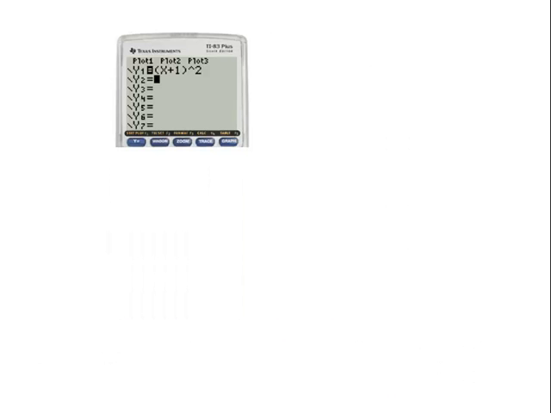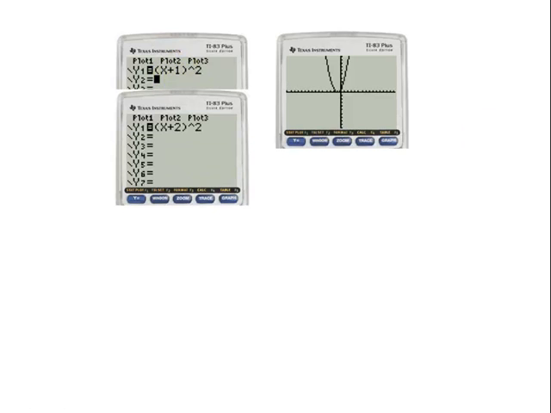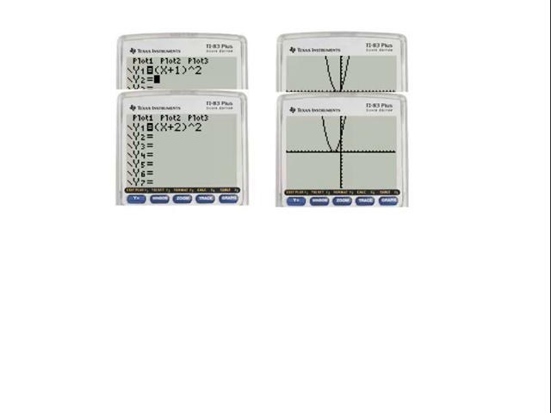Let's see when h is negative. So we have x plus 1 quantity squared. So in this case, h is a negative 1. This is the graph. When h is negative 2, we have this graph.